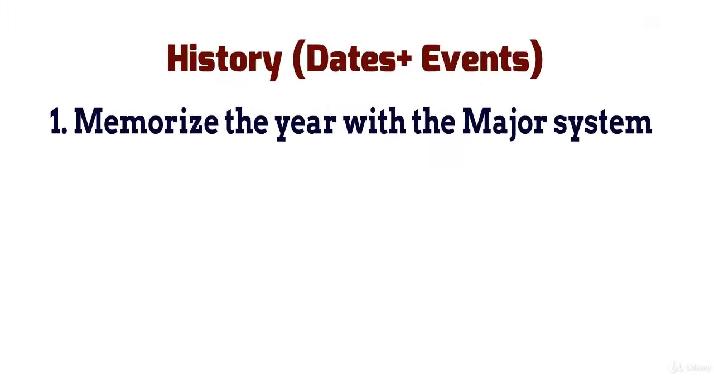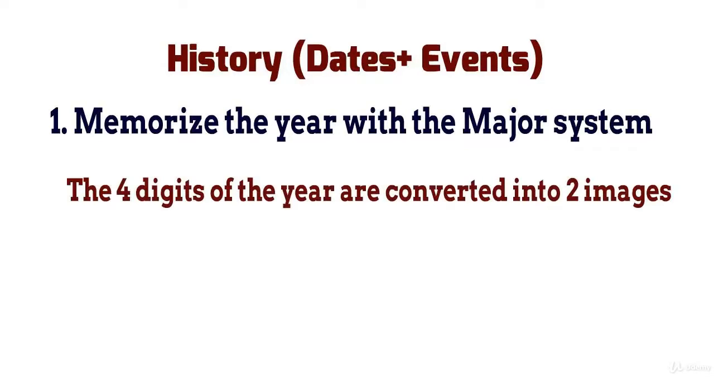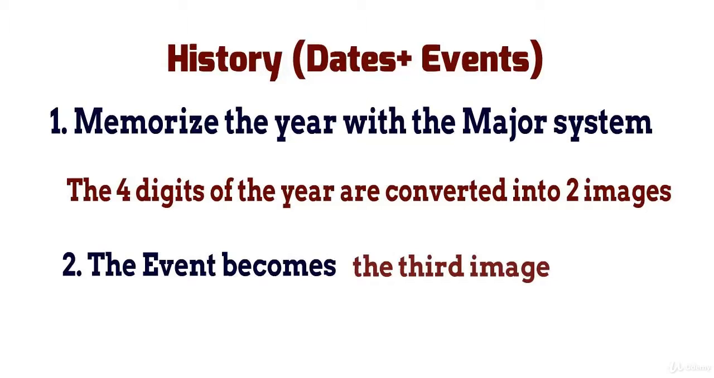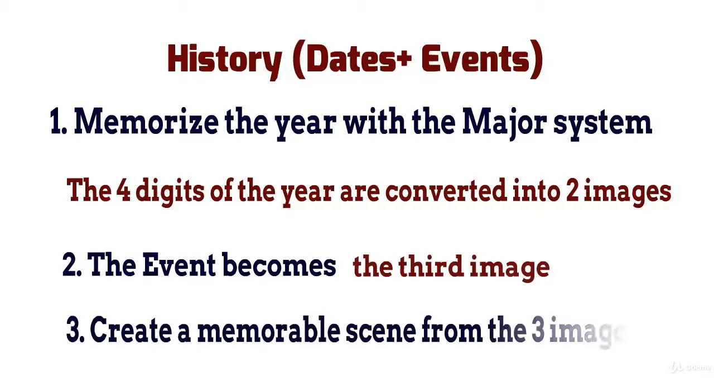History, dates, and events. You don't need any journeys for memorizing the dates. Memorize the year with the major system. The 2 pairs of 2 digits each are converted into sounds, then into images. The event of the date becomes the 3rd image. Now, we have 3 images that only need to be linked in a memorable scene.